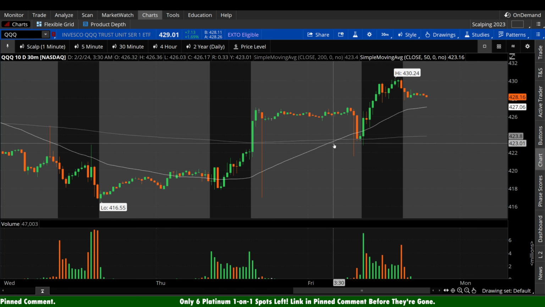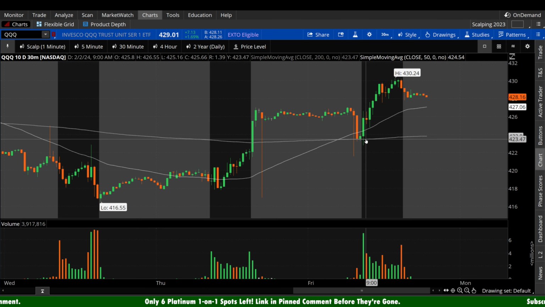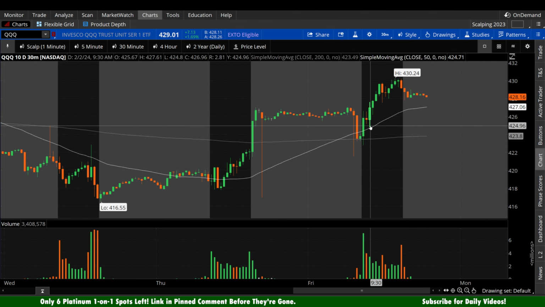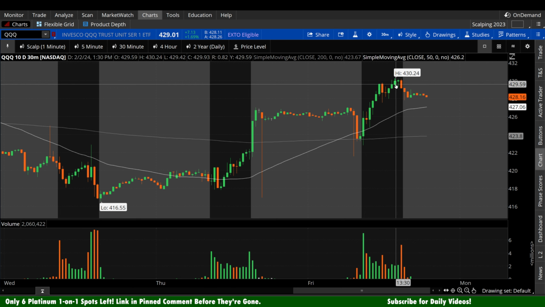So you can see here off the open on the Qs, we respected that 200 period on the 30 minute chart incredibly well, ripped up through the 50 period as we crossed over, tested it, back tested it, claimed it as support, and then ripped higher. That's a really beautiful thing to see if you are a bull.